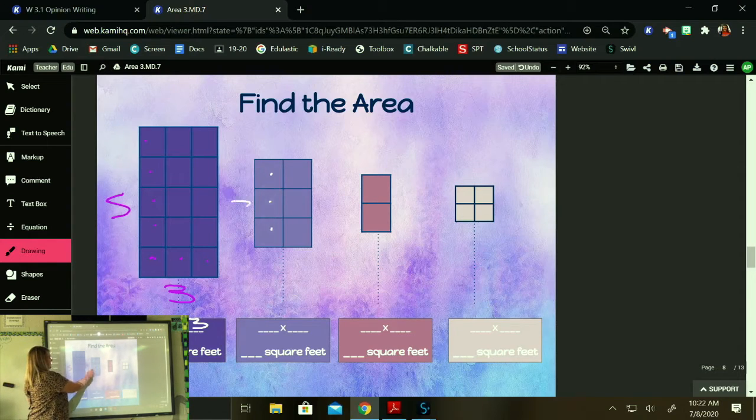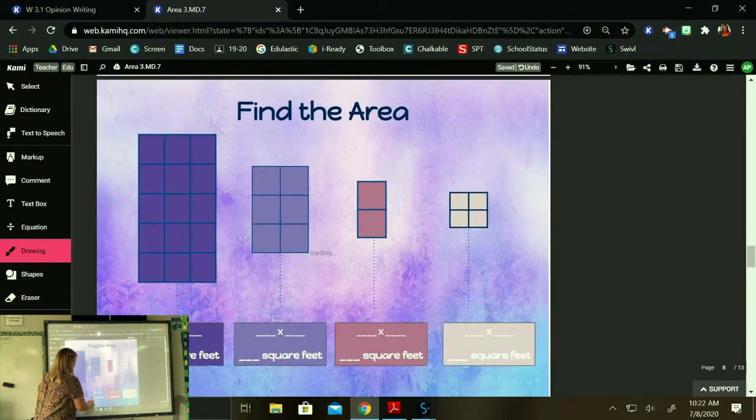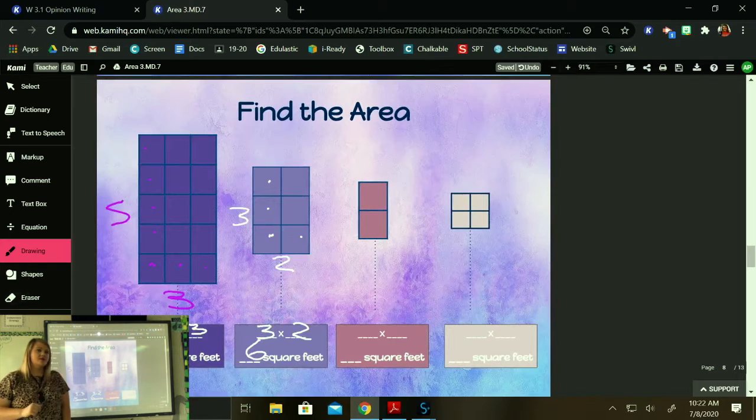1, 2, 3. 1, 2. So we're going to do 3 feet times 2 feet equals 6 square feet. I want you to pause your video, and I'm going to keep working, but I want you to pause it and check your answer. You can hit play again when you've finished. All right, so we have 2 is our width, so 2 feet times 1 foot. 2 feet times 1 foot equals 2 square feet.